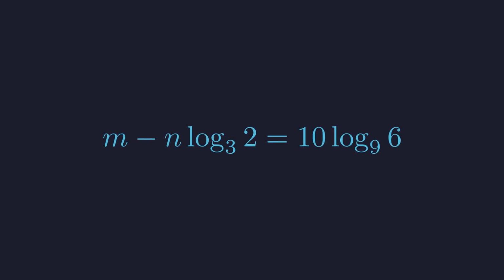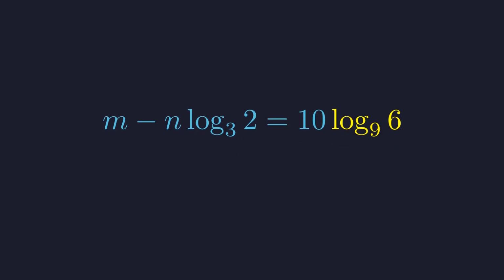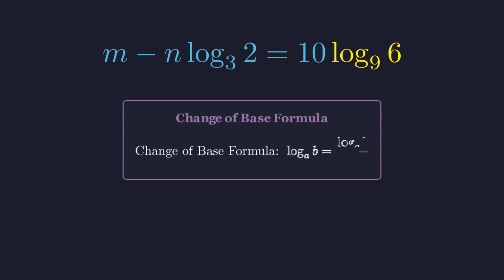Let's start with our original equation. Notice the logarithm base 9 on the right side. We need to convert this to base 3 using the change of base formula. The change of base formula states that the logarithm of b to base a equals the logarithm of b to any base c, divided by the logarithm of a to base c. This allows us to convert between different logarithm bases.